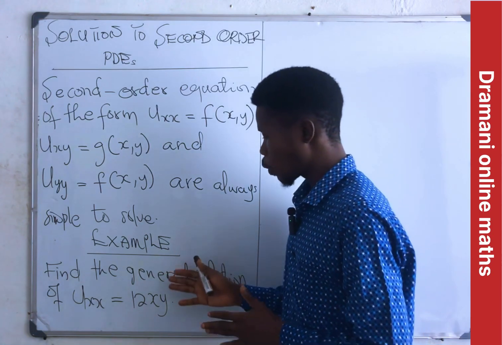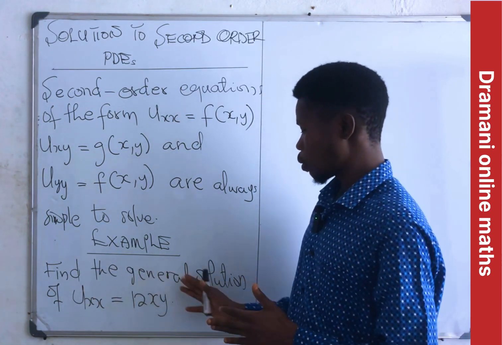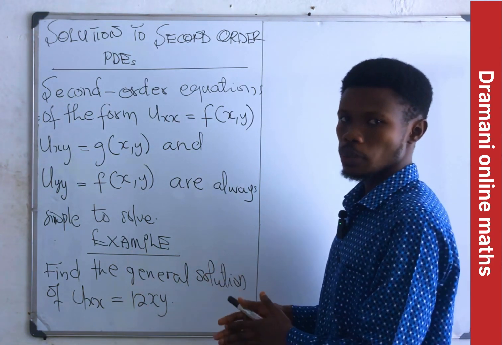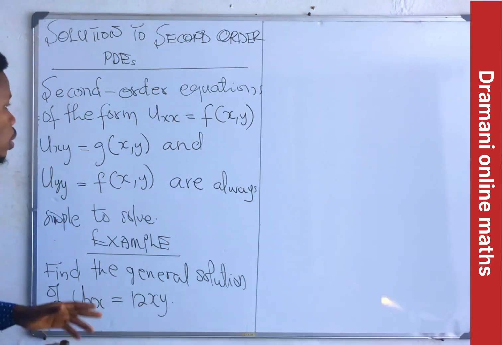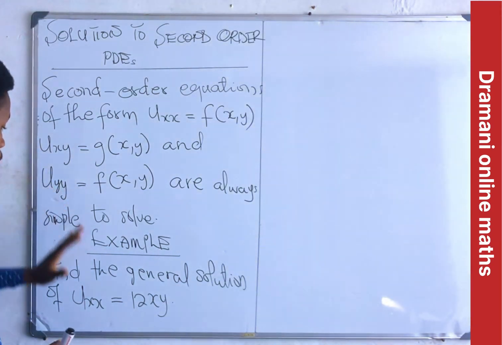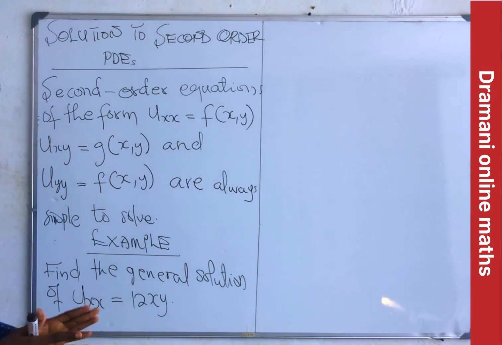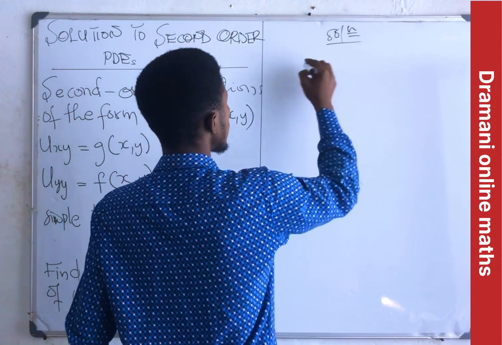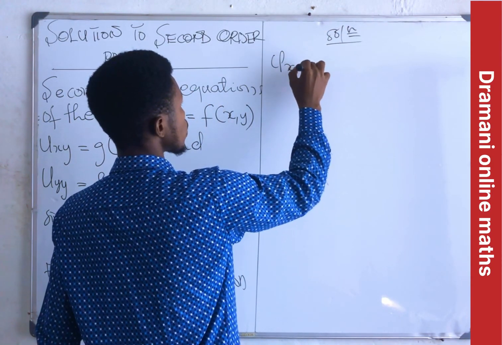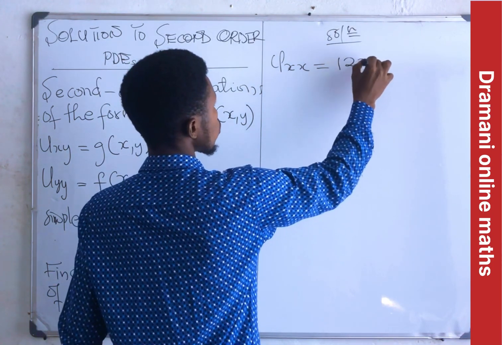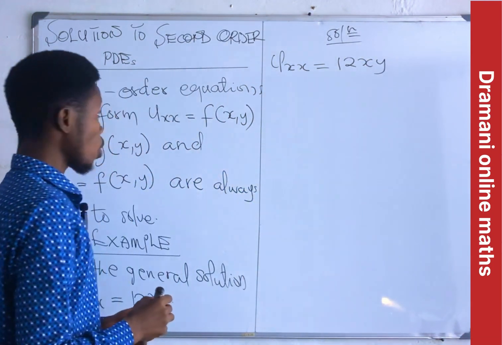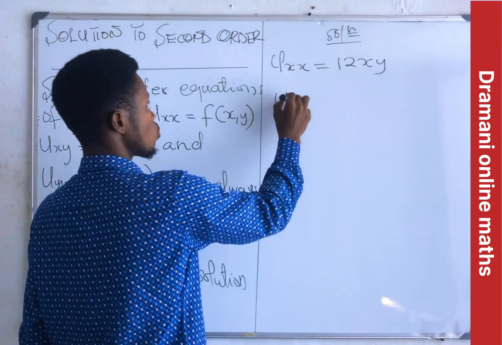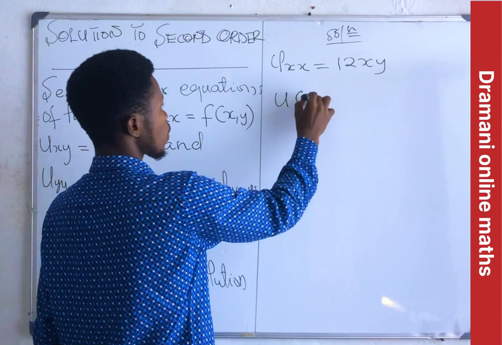So we have an example here. Find the general solution of uxx equals 12xy. How do you solve something like this? Is that okay? So for us to solve this particular question, we have uxx equals 12xy. What it means is that we want to get a solution of u in terms of x and y.